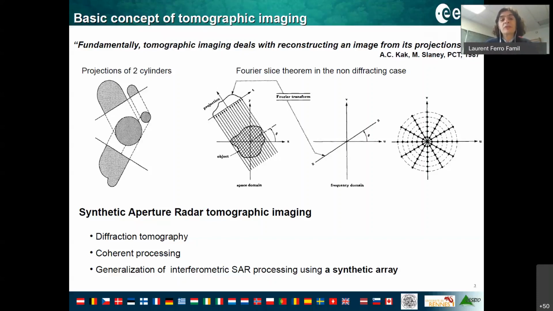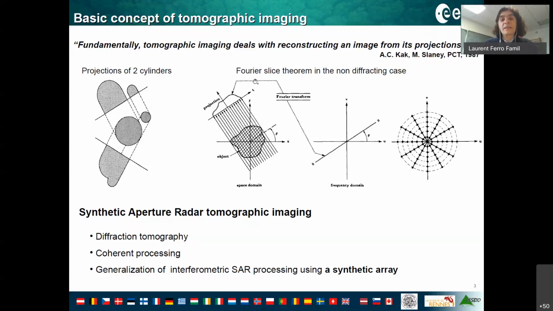You have different projections because you cannot perform 3D imaging at once. So you use either 1D or 2D projections, and from these projections, you try to guess what you were measuring. And this is an inverse problem, which has solutions that are more or less simple.